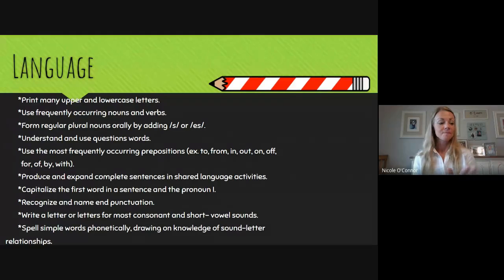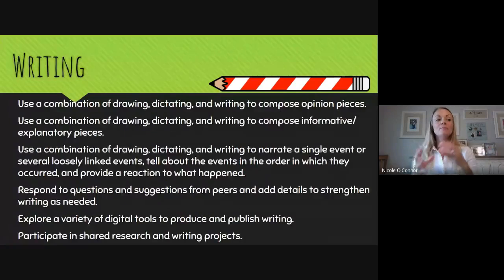They might write PESU or PEZU, because they're just writing the letter for the sound that they hear. And that's a skill that we really work on a lot in kindergarten, working on building up to spelling patterns.